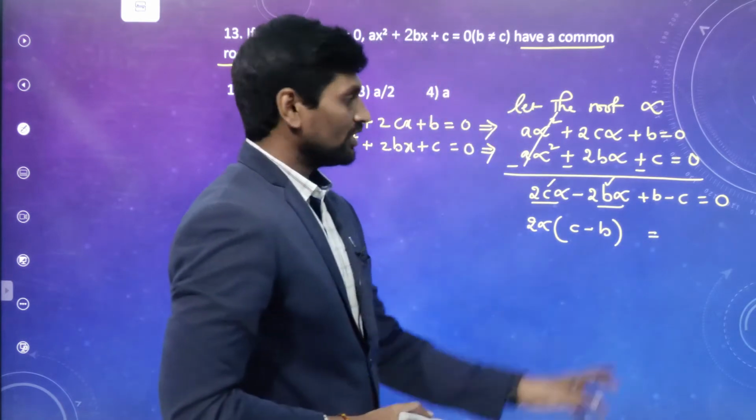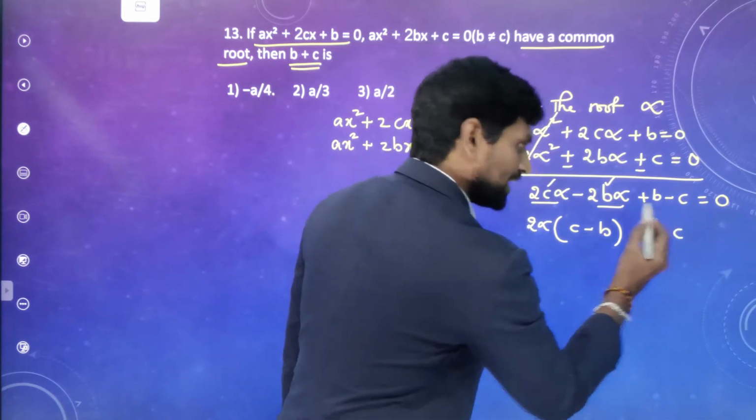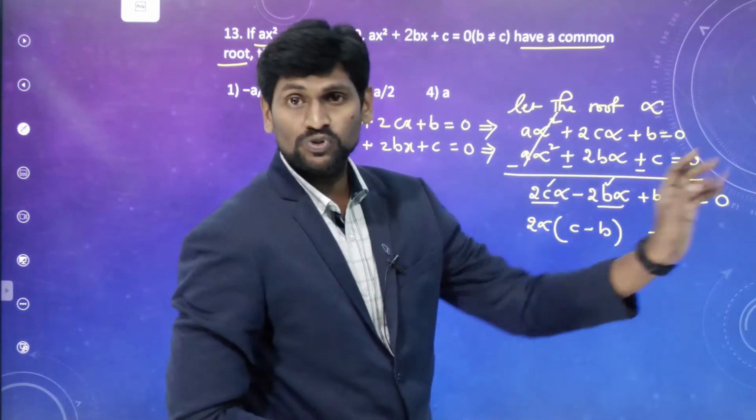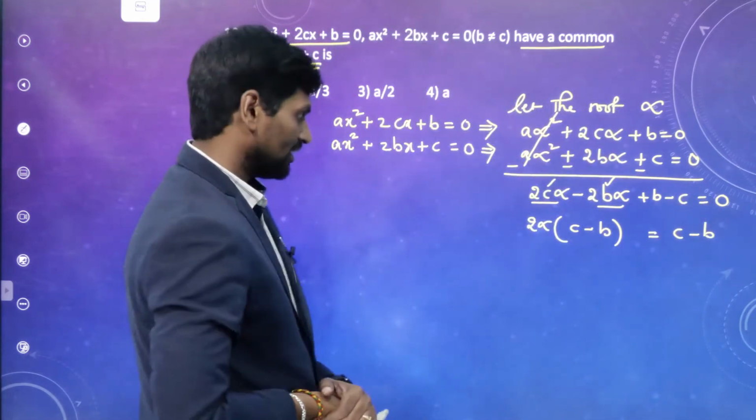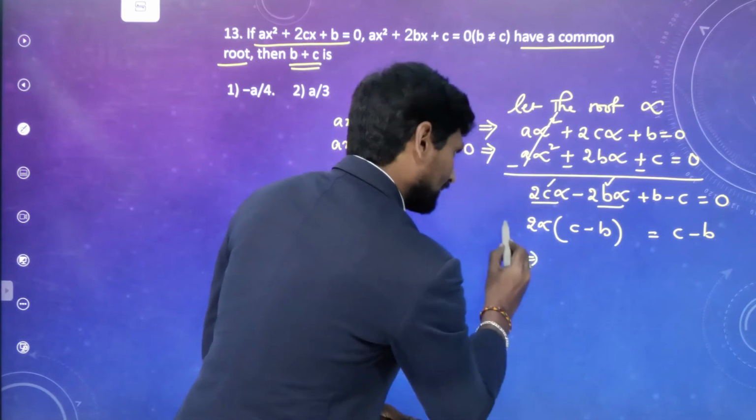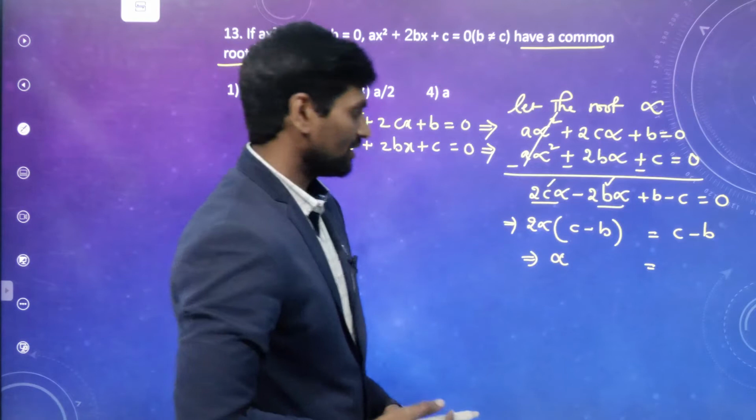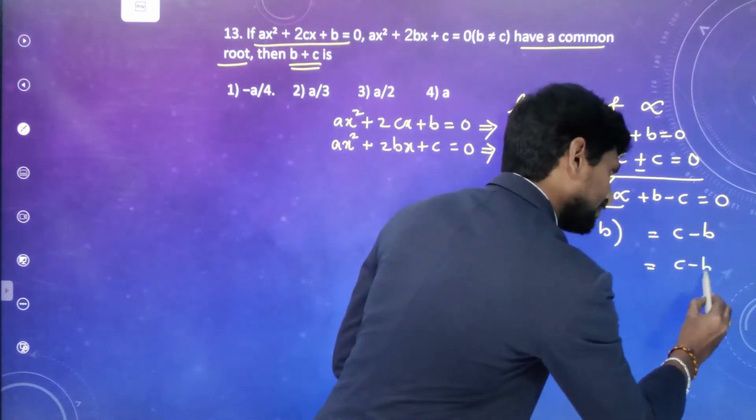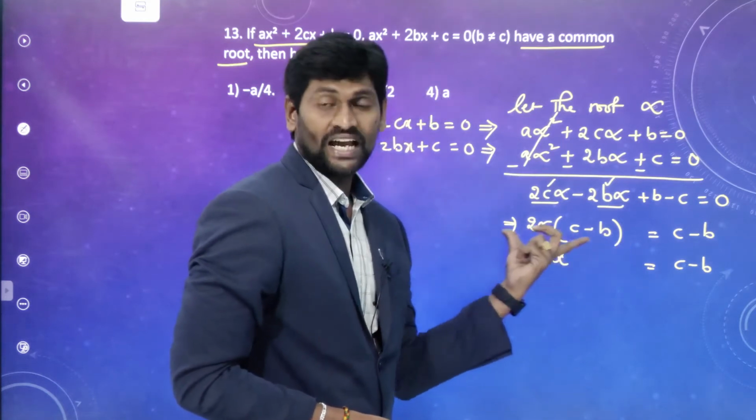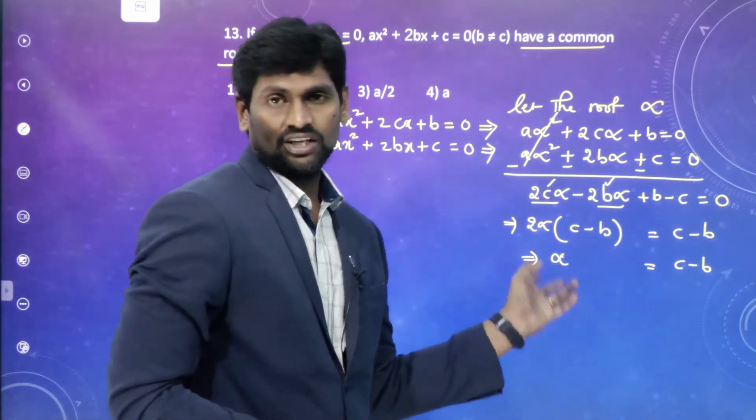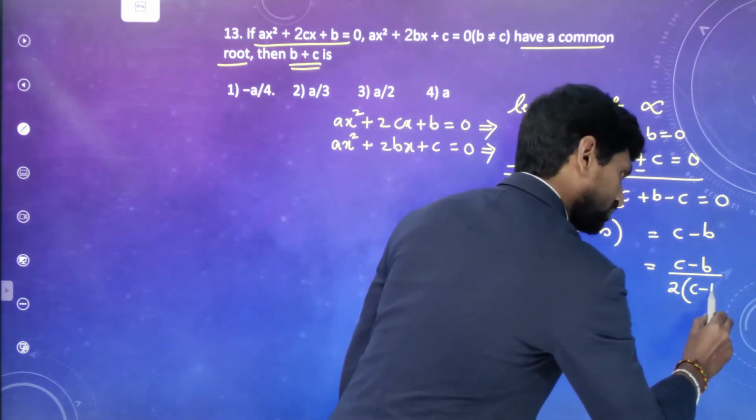That equals b minus c; I am transposing that side. Minus c transposed becomes plus c, and plus b becomes minus b. That implies alpha equals c minus b over 2 into c minus b. The entire term is multiplying this side, so when you transpose it, it divides. So 2 into c minus b.